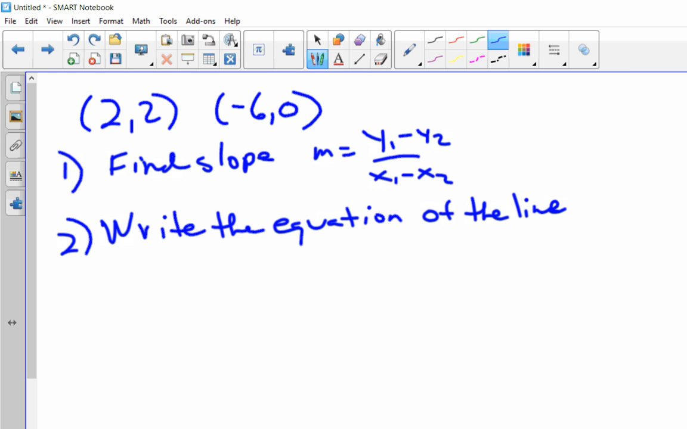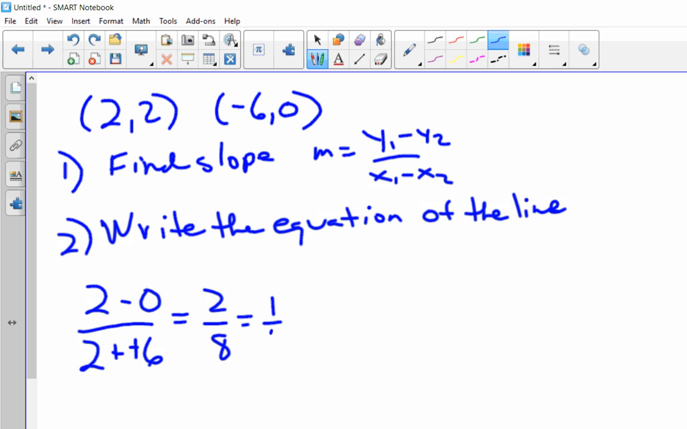Okay, so first off, I gotta go ahead and get my slope. So my y1 is 2, my y2 is 0, my x1 is 2, and my x2 is -6. So that's going to make me change these signs. I'm going to get 2 over 8, and I can reduce that. I get 1 over 4.